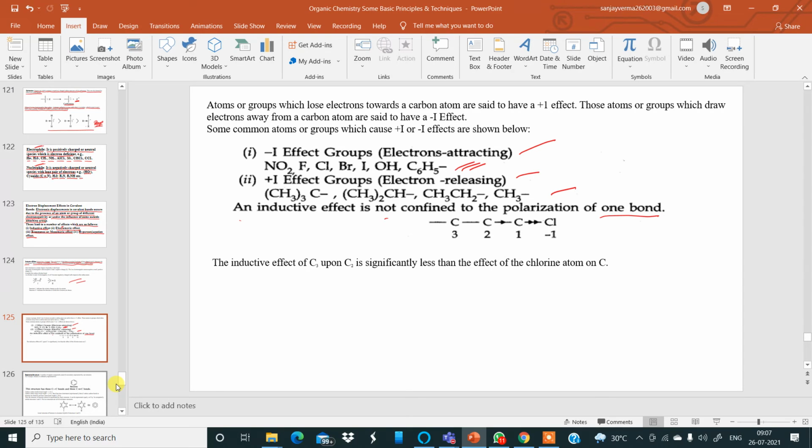It is not confined to one bond. It goes further, but it becomes weaker slowly. Thus the inductive effect of carbon 3 upon carbon 2 is significantly less than the effect of the chlorine atom on carbon 1. So it becomes weaker and weaker as it moves further along the chain.